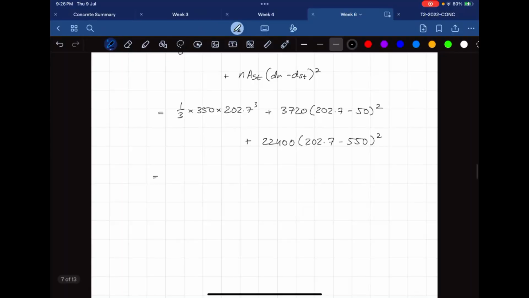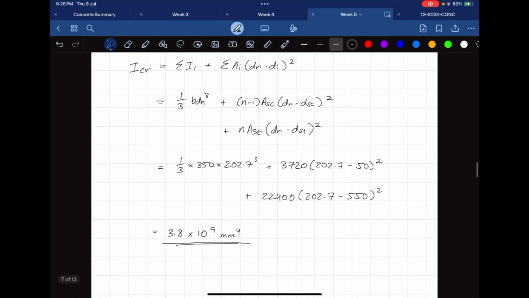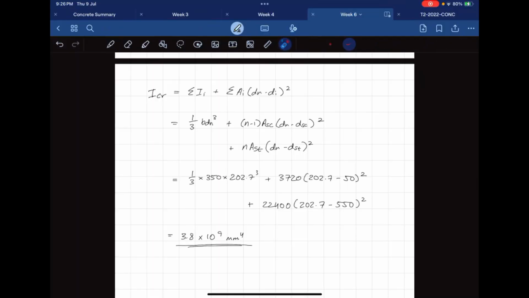And you end up getting 3.8 times 10 to the power of 9 mm to the 4. The calculation, you can give it a go yourself, but yeah, these are the solutions here.